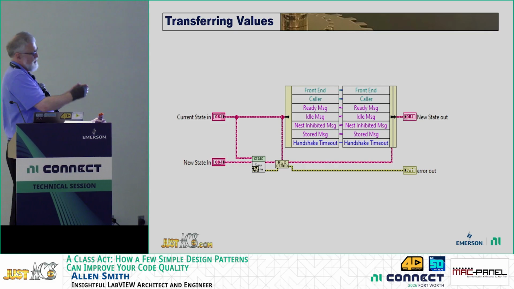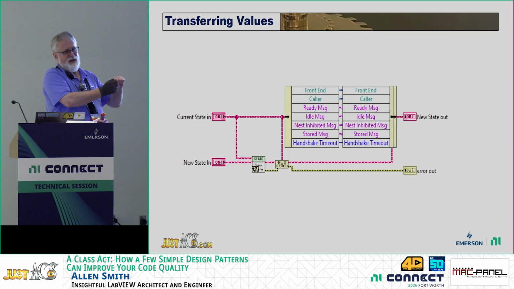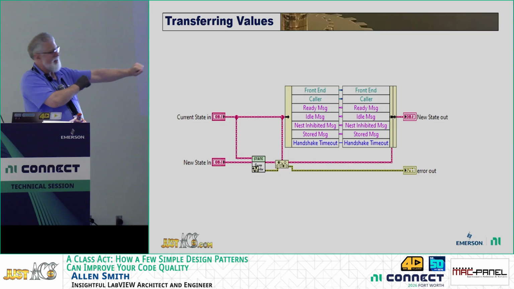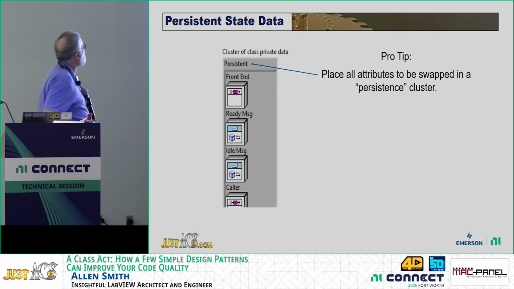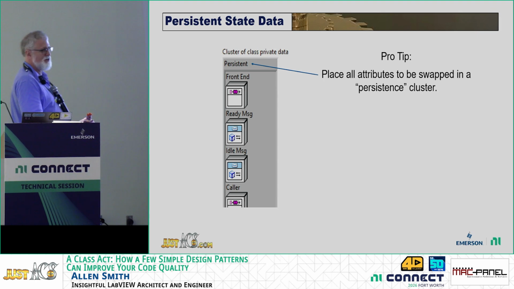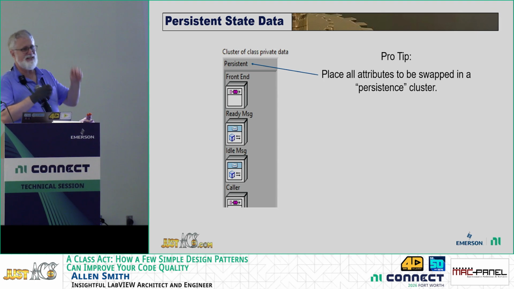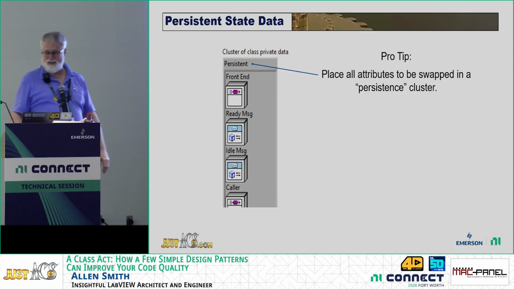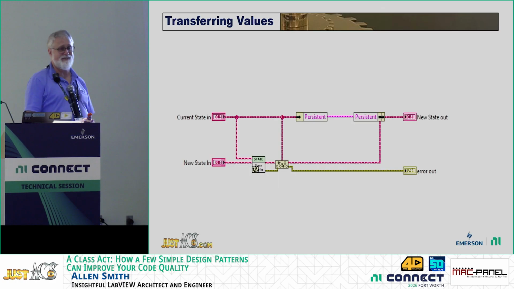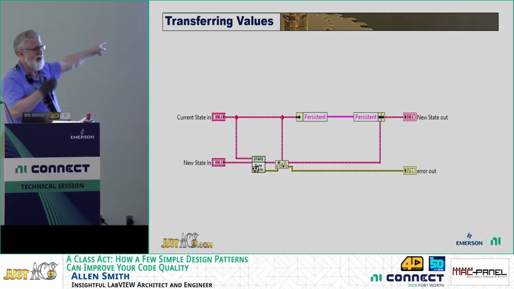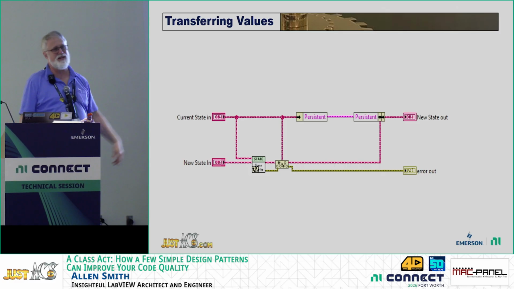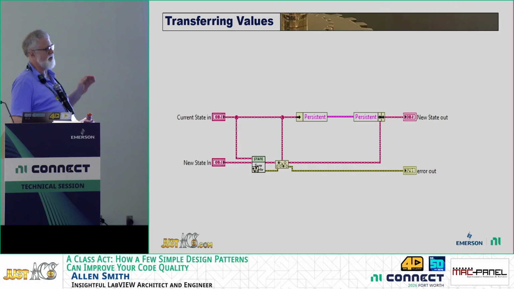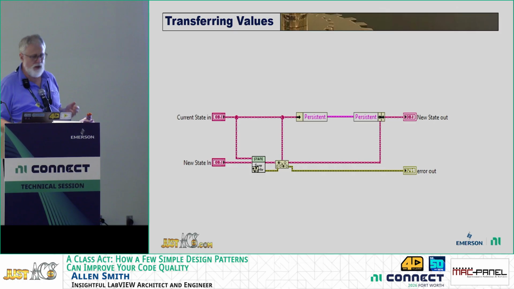To the point where I started putting a big note on there saying, remember to update swap values. And then somebody pointed out that I could just put all of the values I want to persist from state to state into a cluster and call it persistent. So do that, please. Let me be your cautionary tale. I'm perfectly comfortable being your cautionary tale. Do this. That makes it so that you just get that update for free.